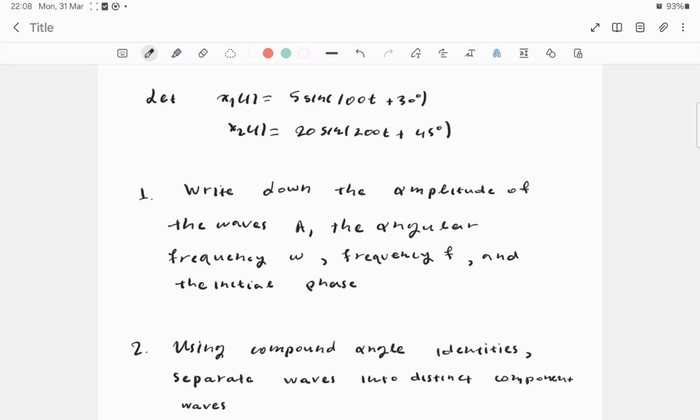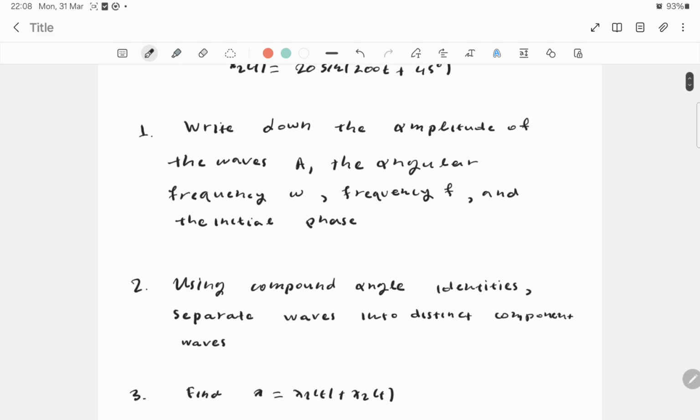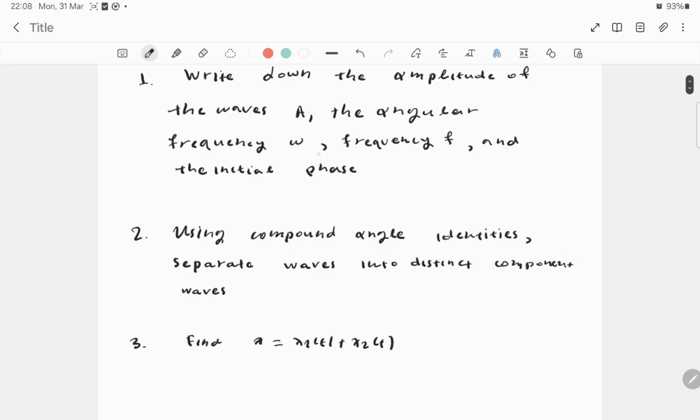Okay, we have two wave functions, x1 of t and x2 of t. x1 of t is 5 times sine(100t + 30 degrees), and x2 of t is 20 times sine(200t + 45 degrees). The first question is to write down the amplitude of the waves, the angular frequency omega, the frequency f, and the initial phase phi 0.